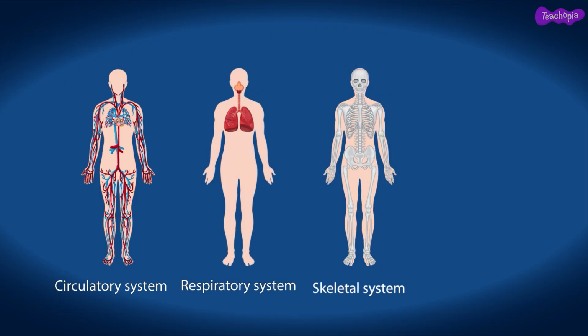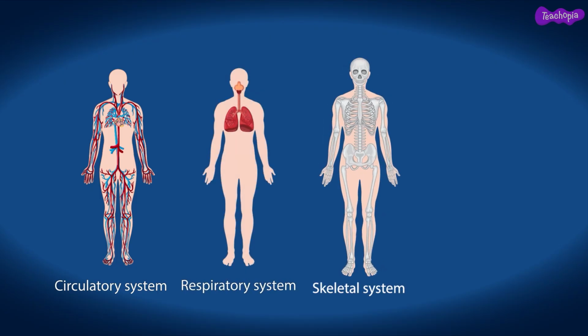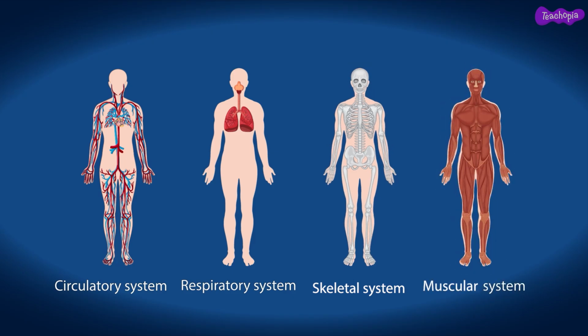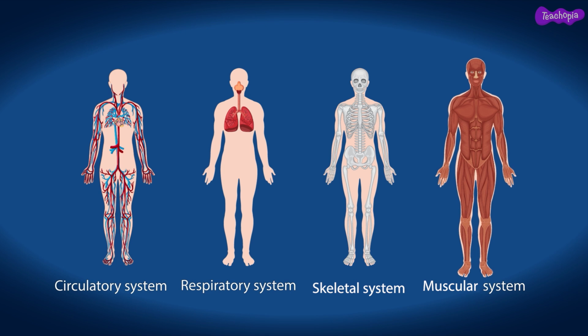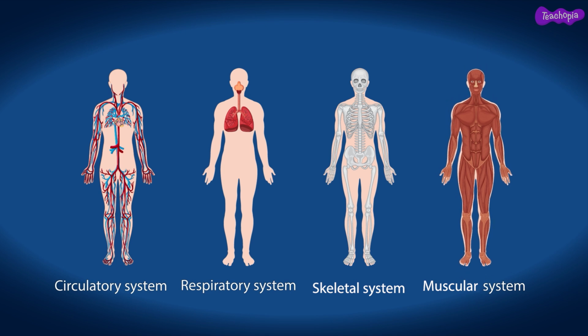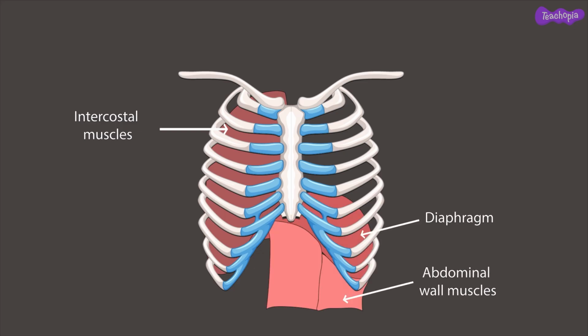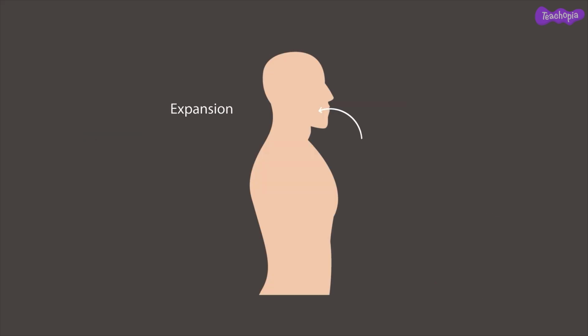The skeletal system includes the ribs that protect the lungs like a cage around them. The muscles of the muscular system are also involved. Muscles involved in respiration include muscles between your ribs called intercostal muscles. Intercostal muscles also include a major muscle under the lungs called the diaphragm. And then it also includes abdominal wall muscles. All of these are part of the muscular system and they help to expand or contract the thoracic cavity.